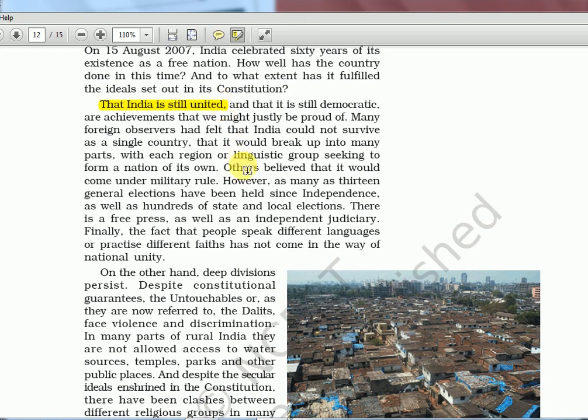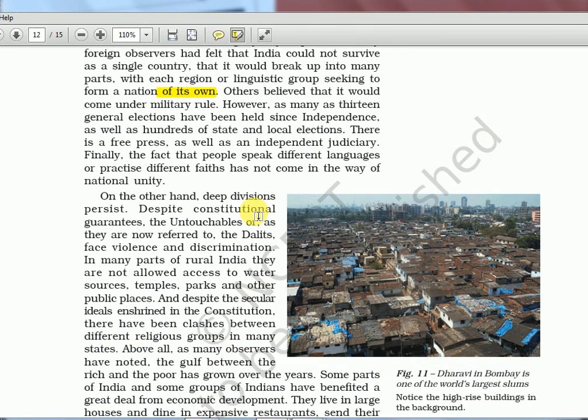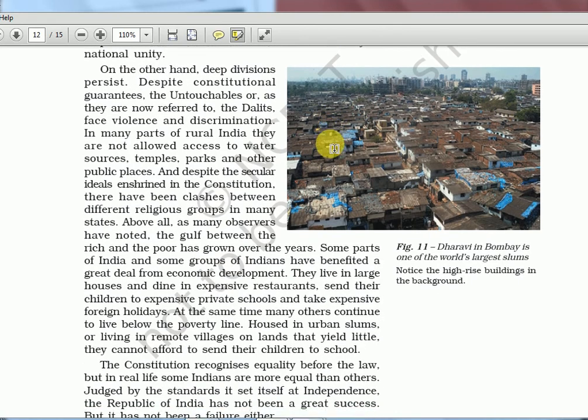Unity in diversity. Many people predicted that India would break down and would not have a nation on its own, but India proved everybody wrong. Then the independent judiciary concept, we took from America. That is also there. A judicial crisis is in the news now, try to read about it. That's all the good things they told.